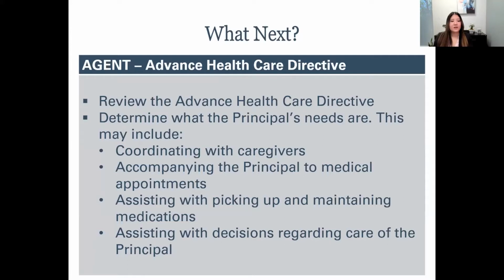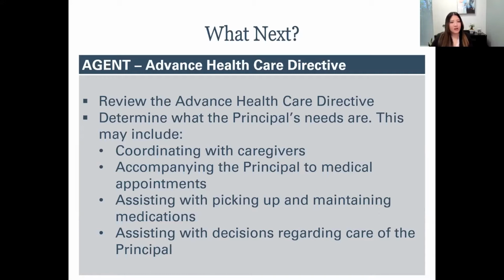You may just have to provide the medications to the facility and then they would take it from there. And then ultimately, you're just going to be making any decisions regarding the care of the principal. If that principal is not able to say what they want, or they're nonverbal or have reached a point where they can't really clarify or dictate what their wishes are, then you have a lot of responsibility as the agent under the healthcare directive to make those decisions for their benefit.